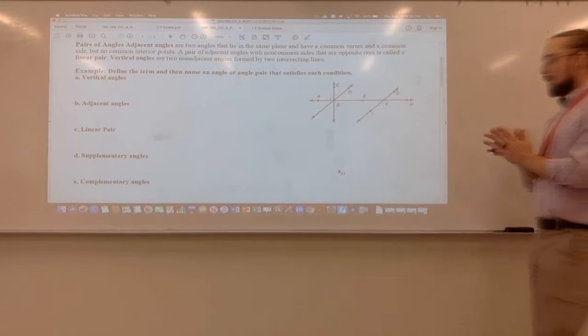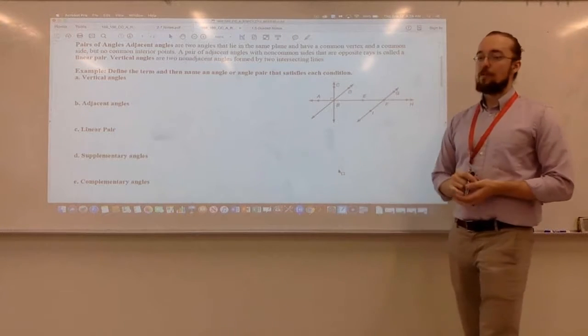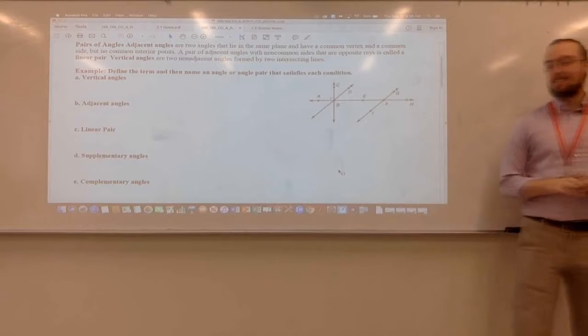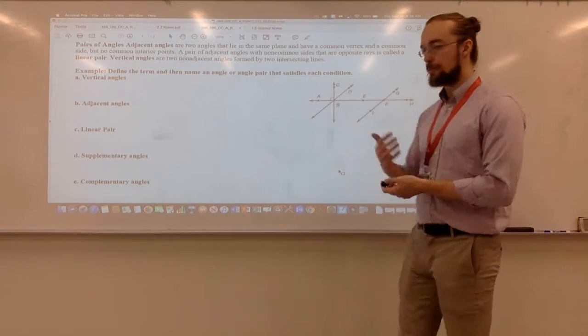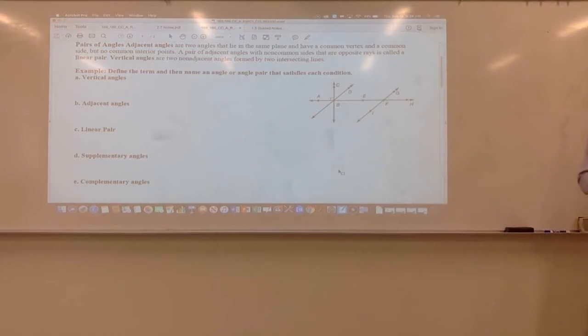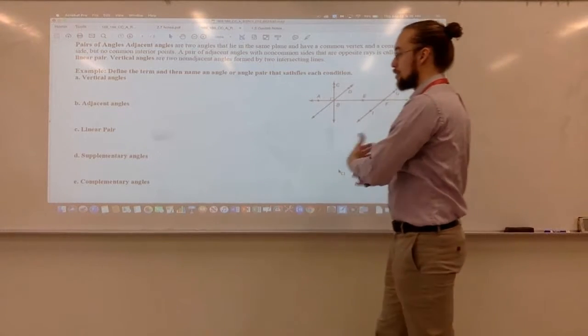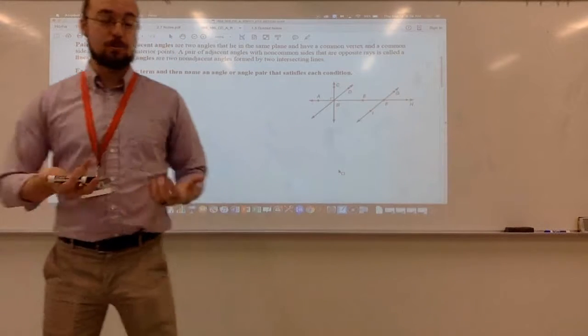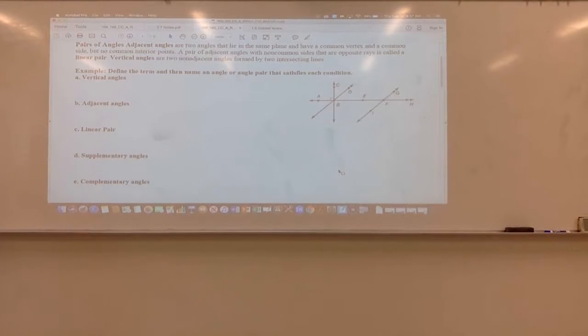All right. Today we're going to look at a few more angle relationships. I think a couple of these you may have seen before, a couple maybe not. We're just going to define these 5 relationships and start looking for examples and figuring out what these actually look like. So first, vertical angles.